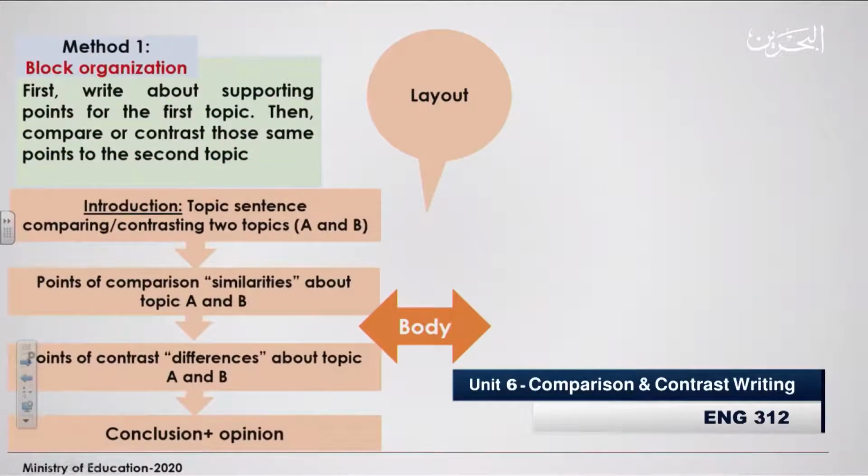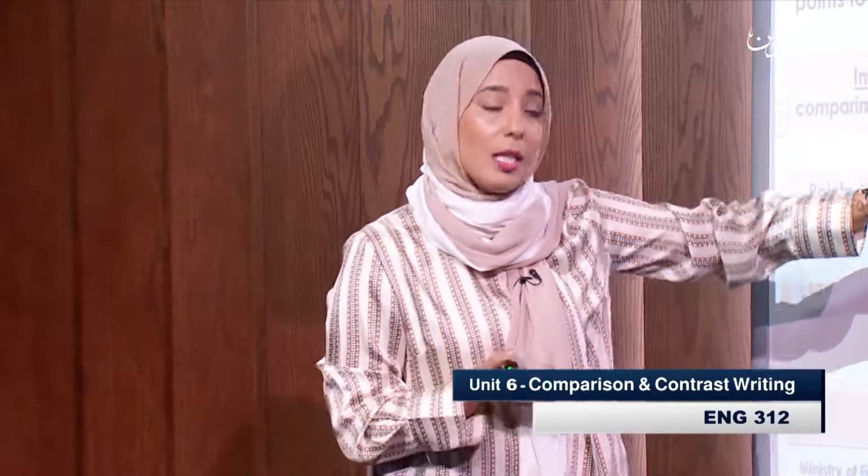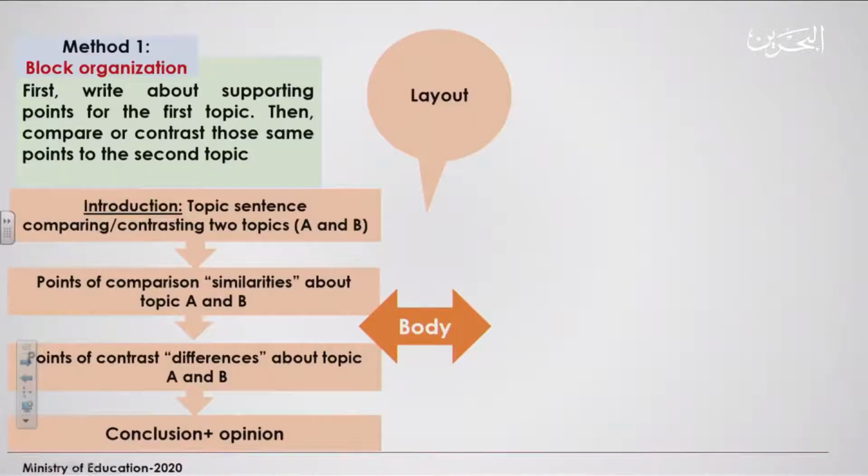So when we say block organization, first, we're writing about supporting points for the first topic, then compare or contrast the same points to the second topic. Let me explain it in another way. What we mean is that we always start with an introduction. After the introduction, when we're talking about a block, it means that we will be mentioning the similarities first, all together, then the differences, all together, and then the conclusion plus my opinion. So the block organization: introduction, similarities, differences, conclusion plus opinion.